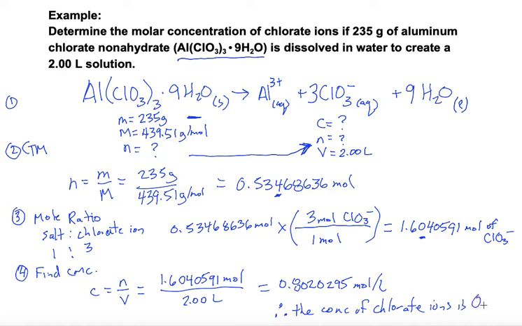So to finish it off, the concentration of chlorate ions is 0.802, and then I'm going to use big capital M as a unit. If you see big capital M as a unit, that just means moles per liter. So the final concentration of my chlorate ions is 0.802 moles per liter. Okay, so that's how we can solve that problem.